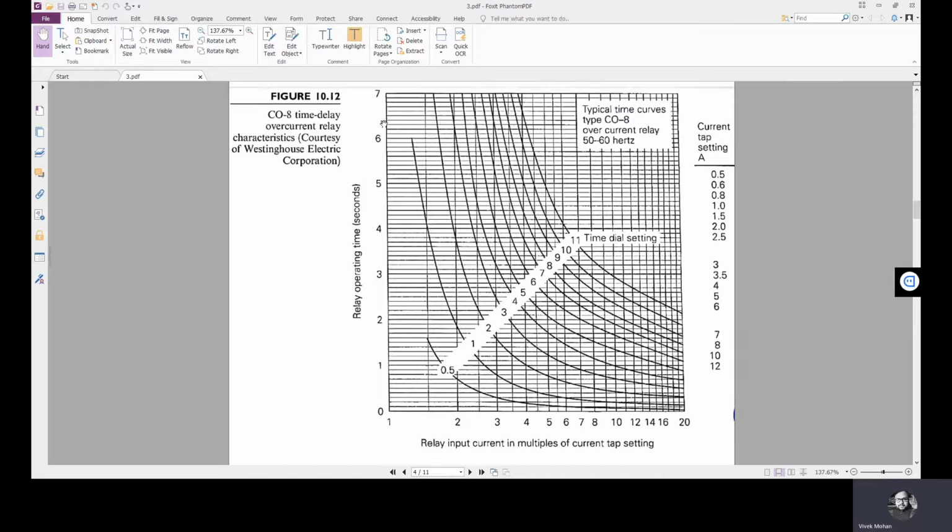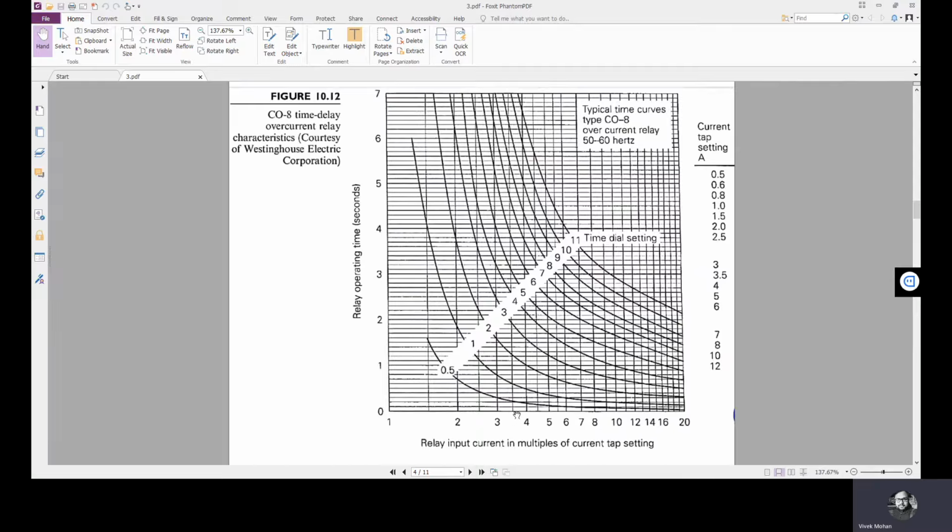Now, what is on the vertical axis? The relay operating time itself, the delay time at which the relay sends a trip signal. Different characteristics are shown here corresponding to different time dial settings. The current tap setting is shown here on the right side: 0.5, 0.6, 0.8, 1, etc. This is basically the IP value, or the threshold value, or the pickup current. For these settings, different time dial settings are possible, giving different characteristics.